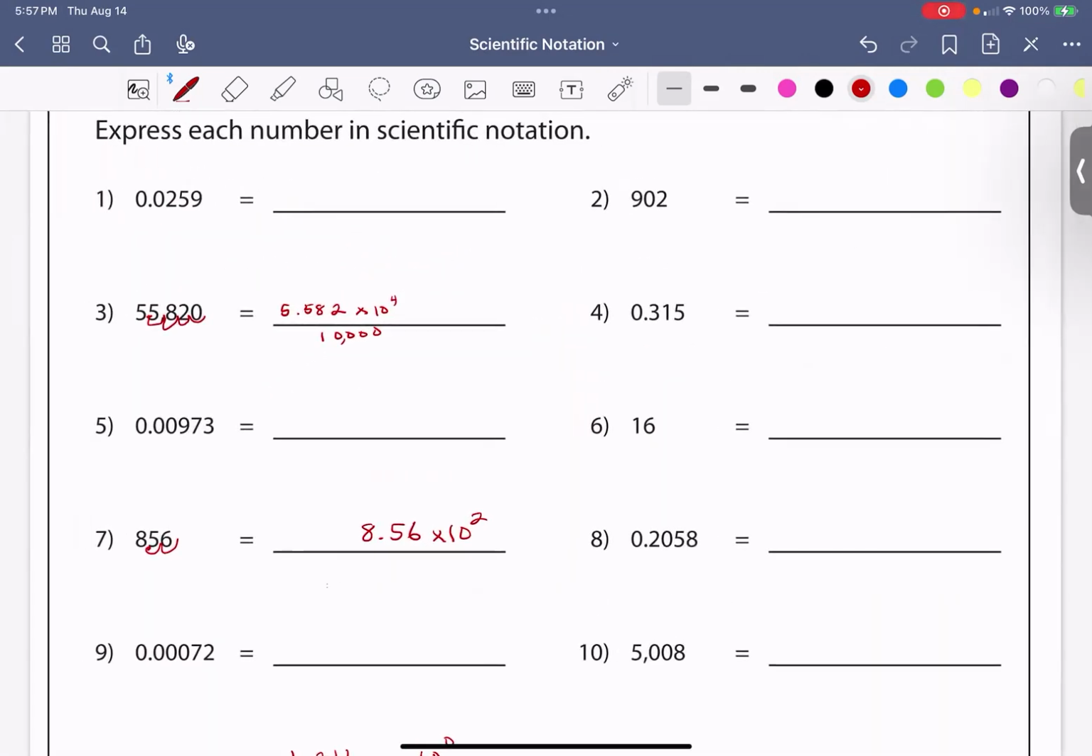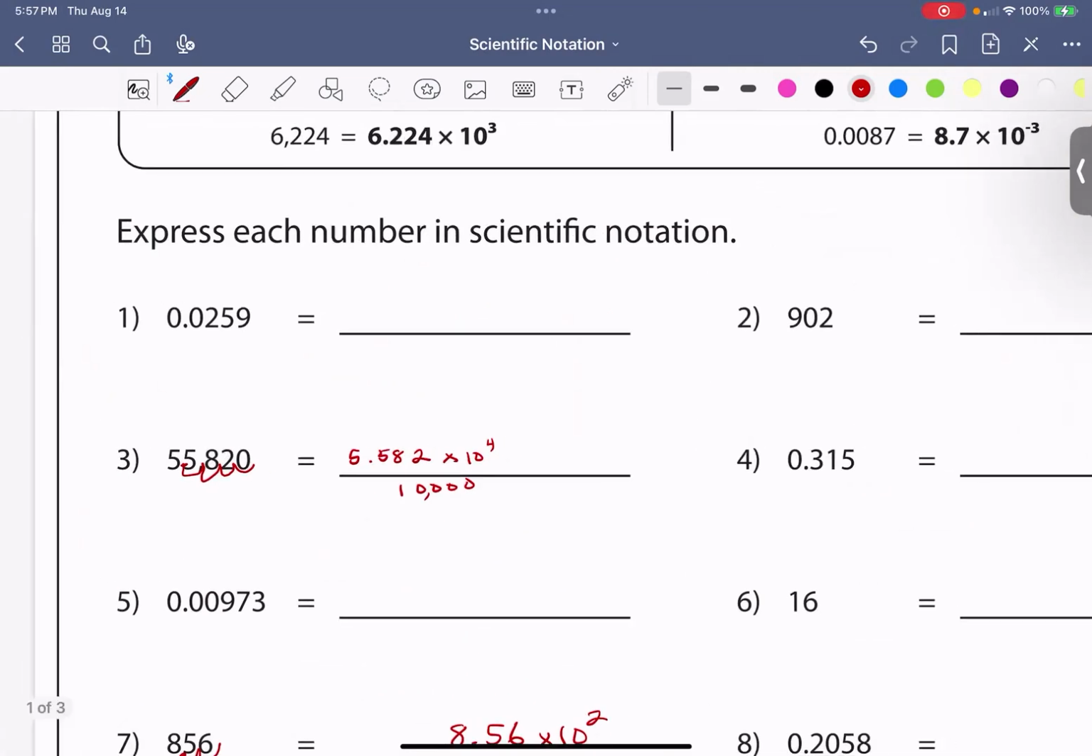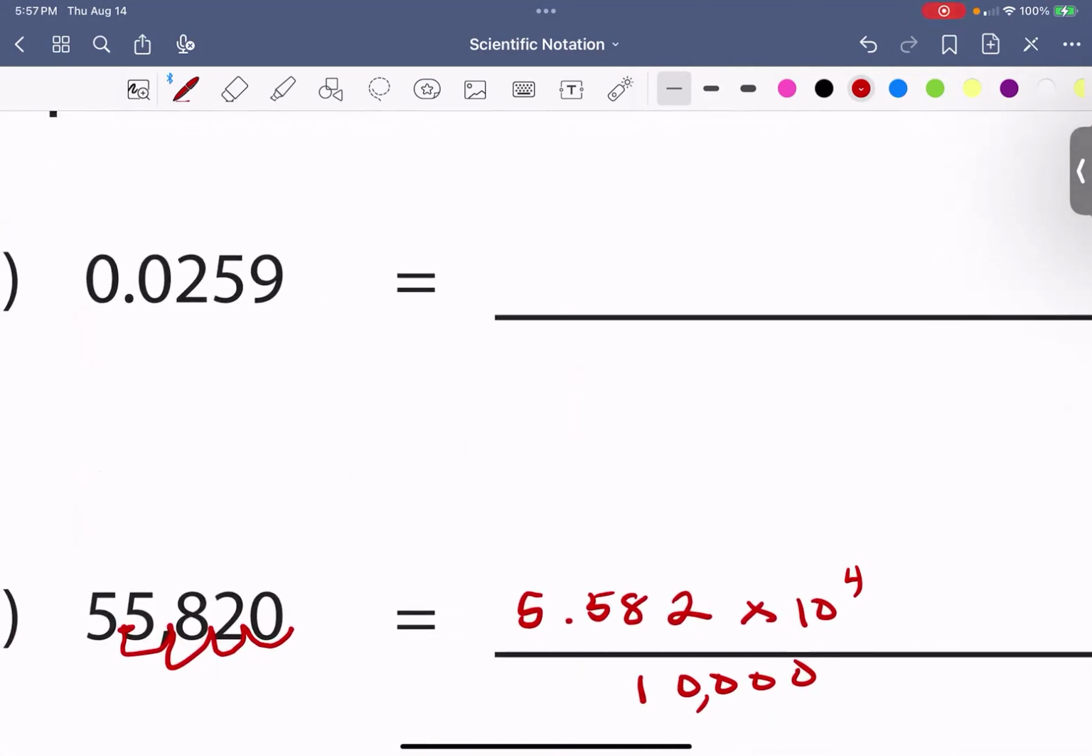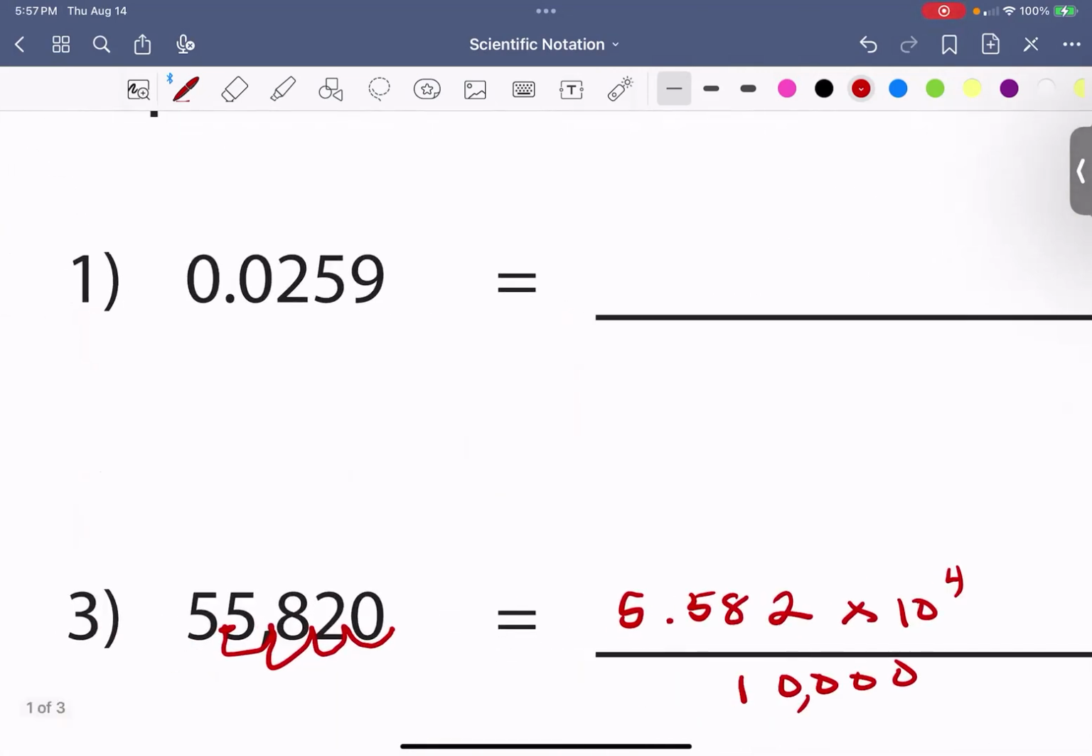Okay, let's now do some numbers that are smaller than 1. So let's look at number 1. We're going to move to the right until we reach the first whole number. So 1, 2. So we move 2 times. Since it's smaller than 1, it's going to have a negative exponent. And the remaining number is 2.59.